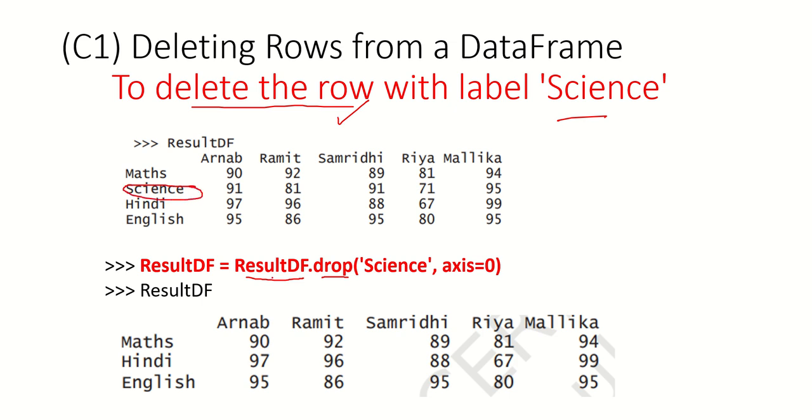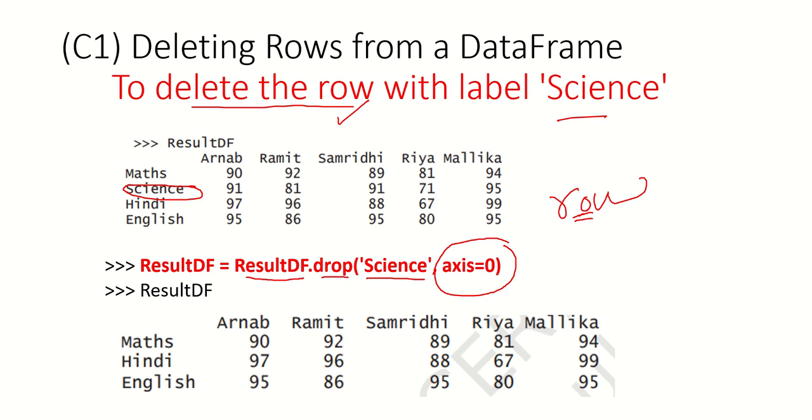What can I do? Result df, in the sense the name of the data frame, dot drop, bracket, the name of the label, that's signs. And here the axis you have to mention. Since it is a row you can put axis equal to 0. That's the way you can memorize this one, axis equal to 0.